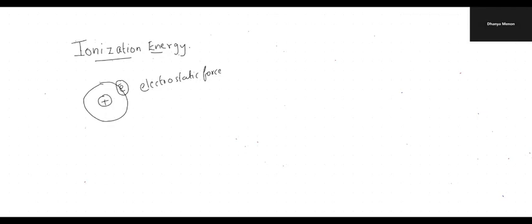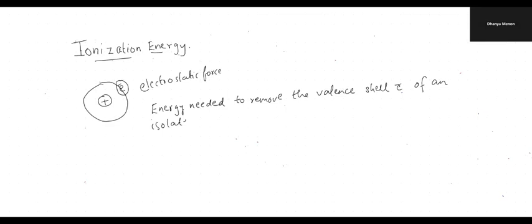Okay, now this energy needed or provided to remove the valence electron. Valence means the electrons from the outer shell. Valence shell electron of an isolated neutral gaseous atom to form a gaseous ion. Okay, so it's the energy needed to remove the valence shell electron of an isolated neutral gaseous atom to form gaseous ion.